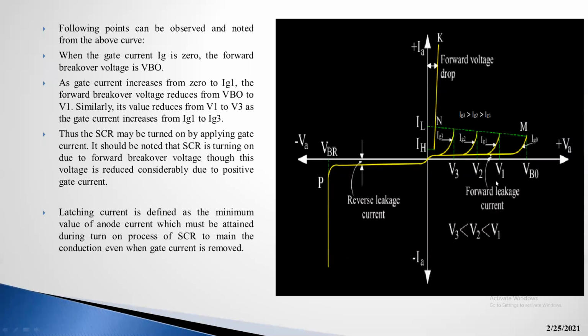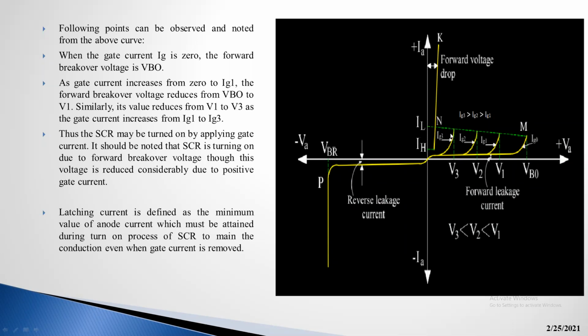Is it clear? One more point here. We are applying the gate current: Ig1, Ig2, Ig3 means we are increasing the gate current. Initially the gate current is 0, and then we increase it slowly, and again increase it. By increasing the gate current, what will happen? The forward voltage level is going to decrease for turning on the SCR.